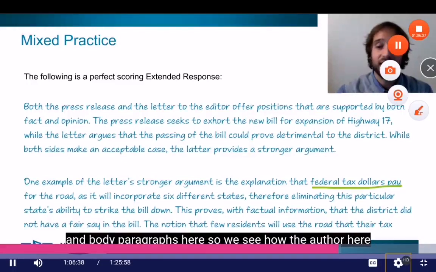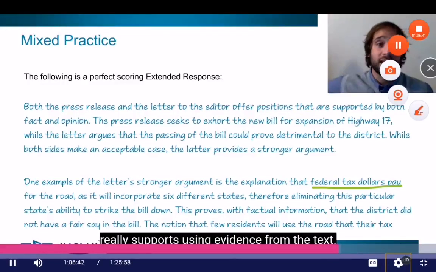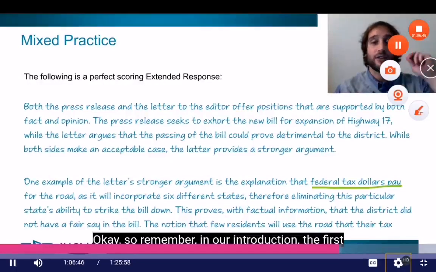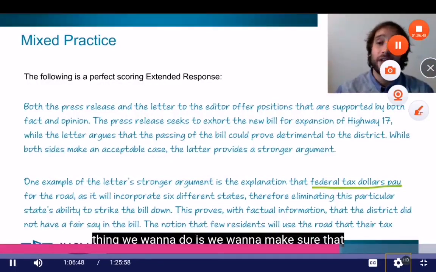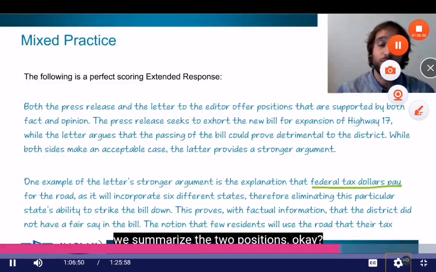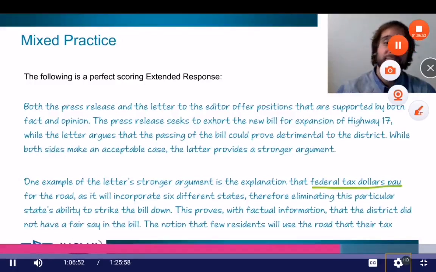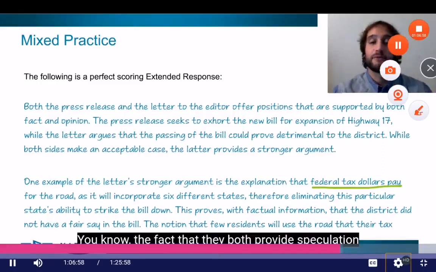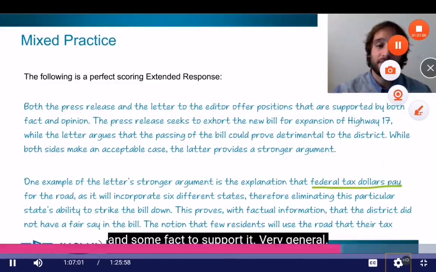here, so we see how the author really supports using evidence from the text. So remember, in our introduction, the first thing we want to do is make sure that we summarize the 2 positions. So we talk about the press release and the letter, the fact that they both provide speculation and some fact to support it, very general.